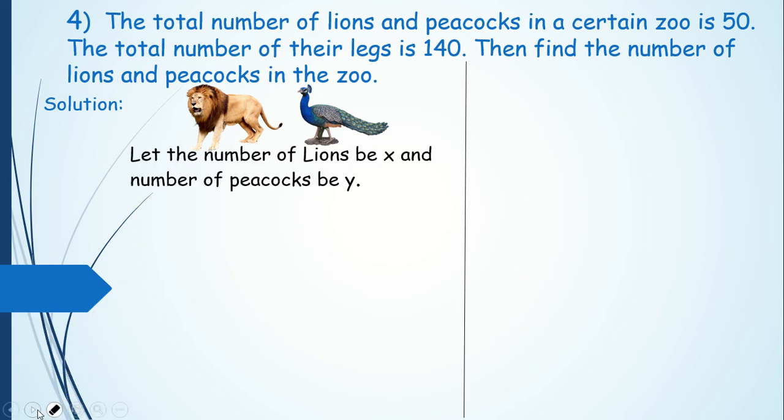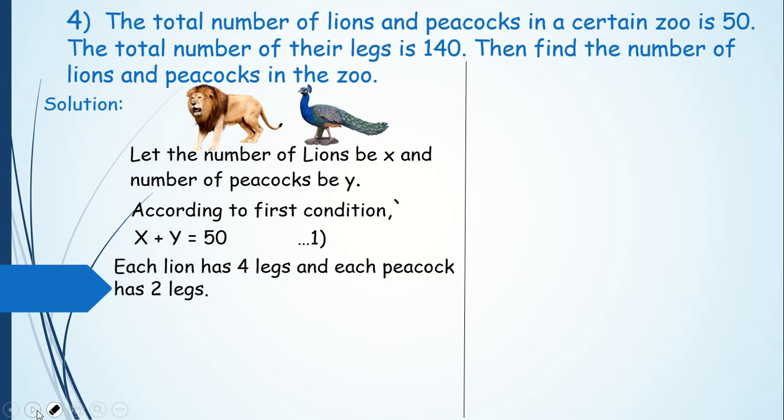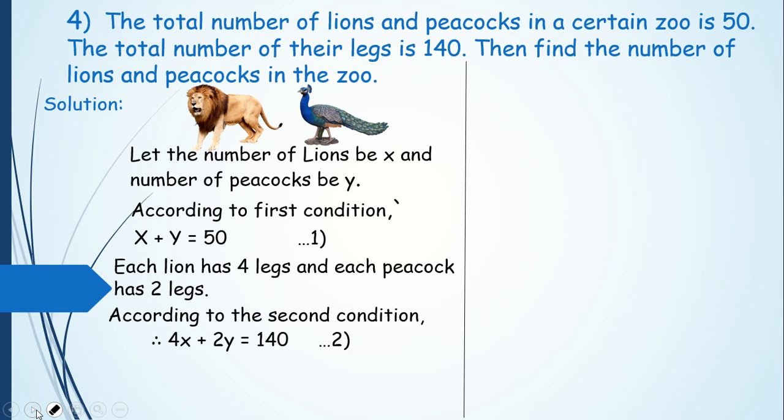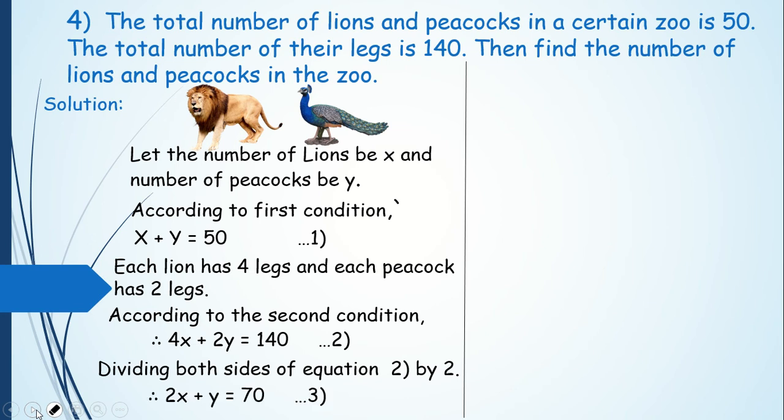So let the number of lions be x and the number of peacocks be y. According to the first condition, the number of lions and peacocks is 50, so x plus y is 50. Each lion has 4 legs and each peacock has 2 legs. So according to the second condition, we get 4x plus 2y is 140. Now we divide both sides of equation 2 by 2, and therefore we get 2x plus y is equal to 70. Now subtract equation number 1 from 3.